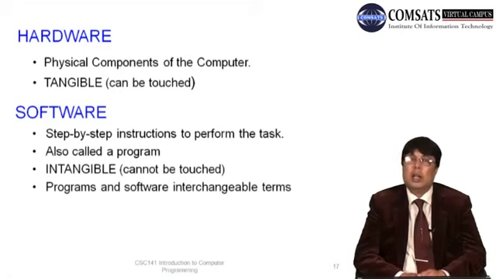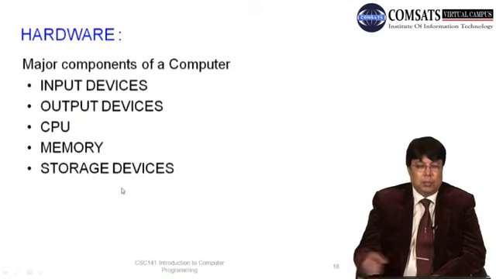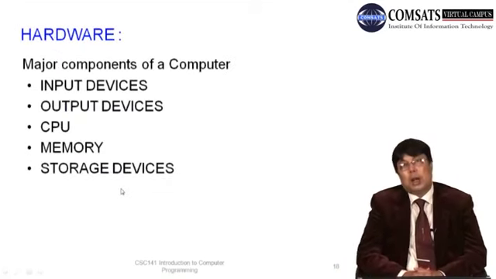Just like that, there are certain instructions available to the computer to carry out the task, and these instructions are called software. We'll go into further detail later on. So hardware is a major component of the computer. That may be characterized into different categories. This could be input devices, output devices, the CPU, the memory and the storage devices. These are not the hard and fast 5 categories.